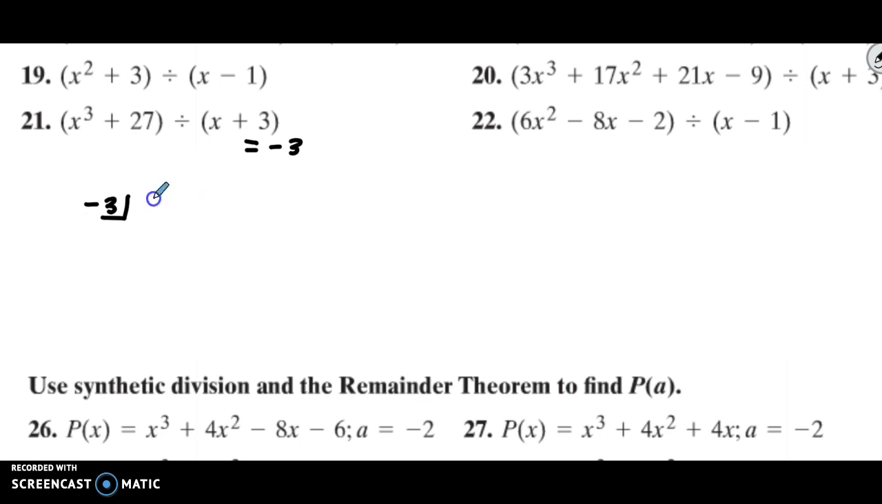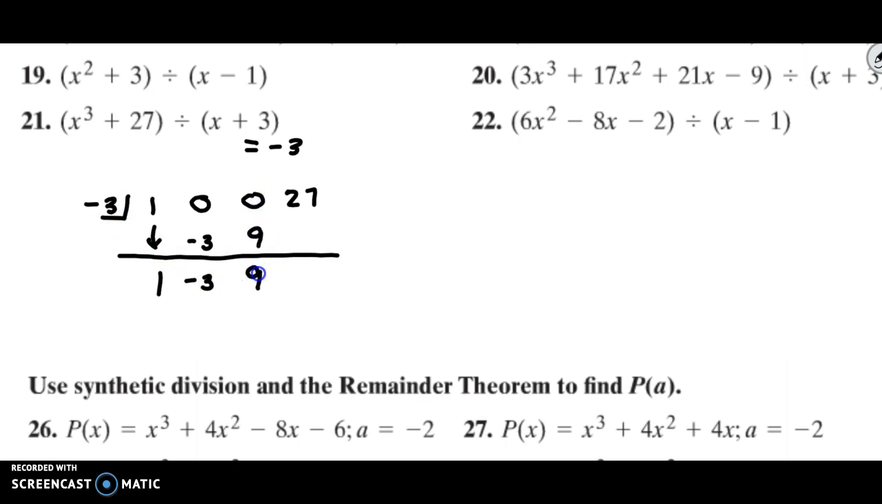And then we have x cubed, the coefficient of x cubed is 1. The coefficient of the x squared term is 0, because there isn't one. And the x term is also 0. And then we have 27. I am going to begin by bringing my first term down. Negative 3 times 1 is negative 3. 0 and negative 3 is negative 3. Negative 3 times negative 3 is 9. 0 plus 9 is 9.